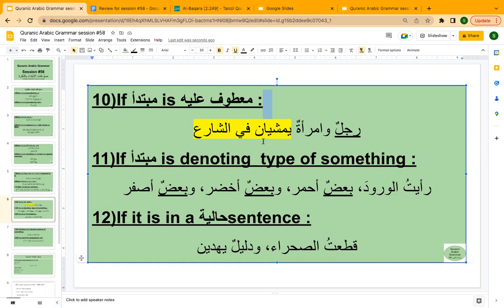Okay, if your khabar is jumla fi'liyya, connect your jar wal majroor with your fi'l. Don't connect it with your ism. The whole thing is you put a bubble around this, and this whole sentence is going to be fi mahalli raf'in because it is a sentence. Remember, we did it last week. Then comes if your mubtada is denoting type of something. For example, I see, ra'aytu. What is here? What is ra'aytu?